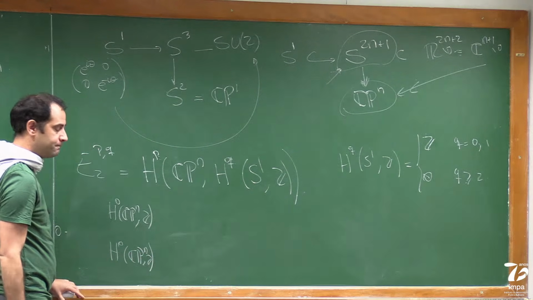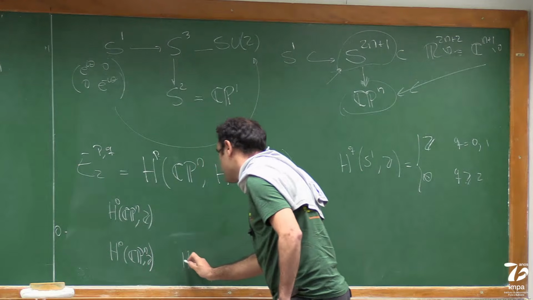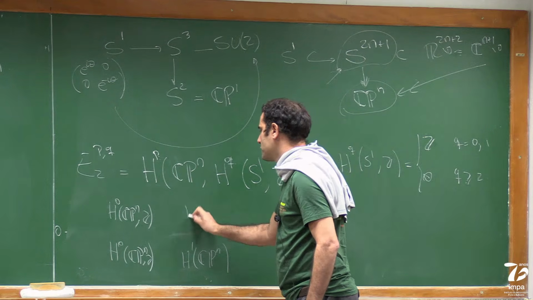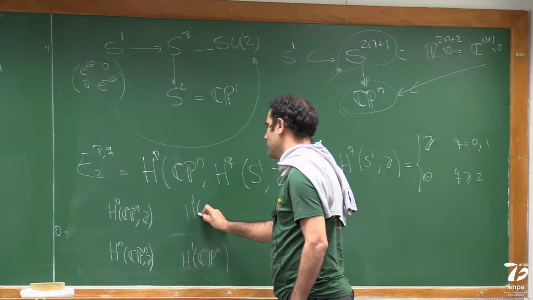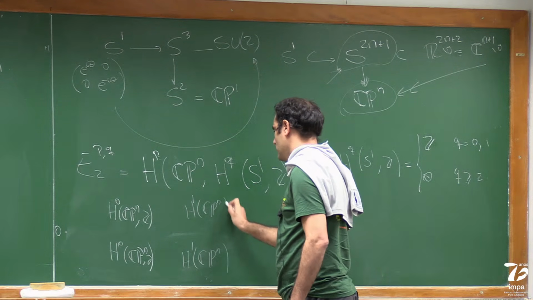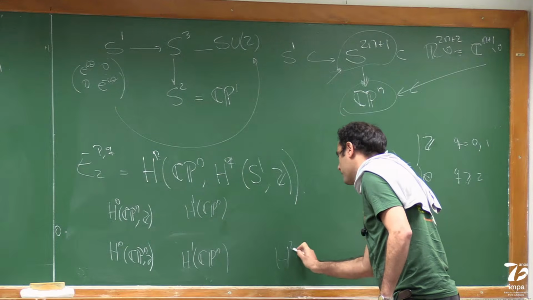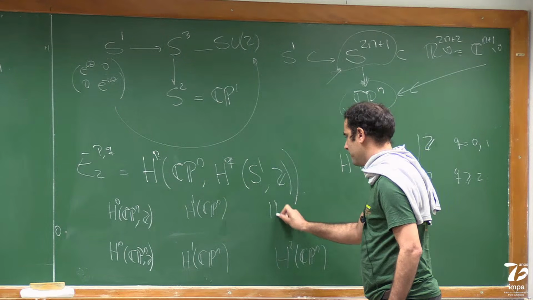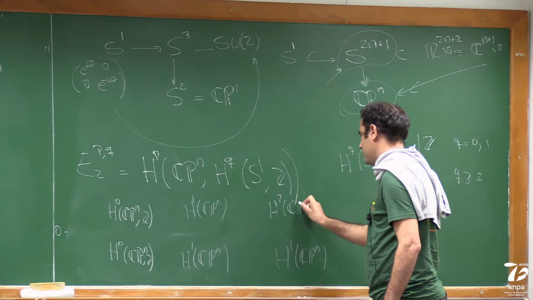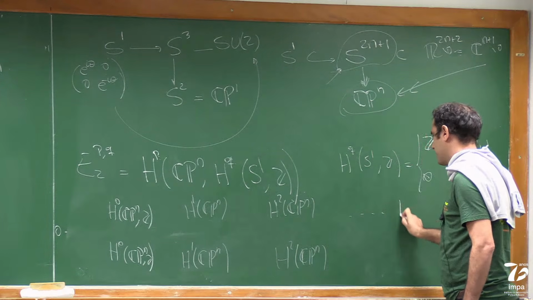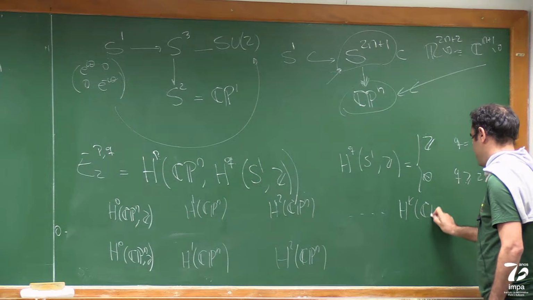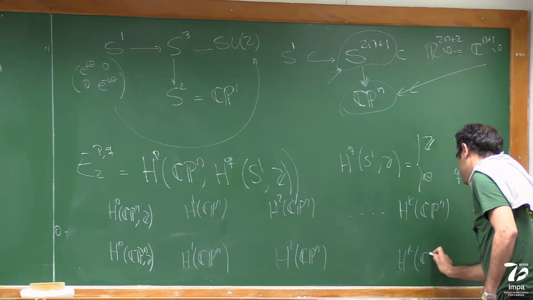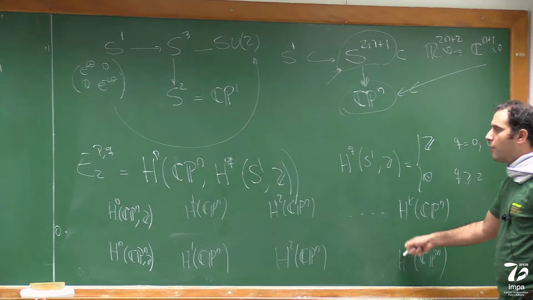I have an H1 of CP^n. All of the coefficients are always Z now. I have H2 of CP^n and so forth. H_k of CP^n and H_k of CP^n. And this is cohomology, it's not homology.